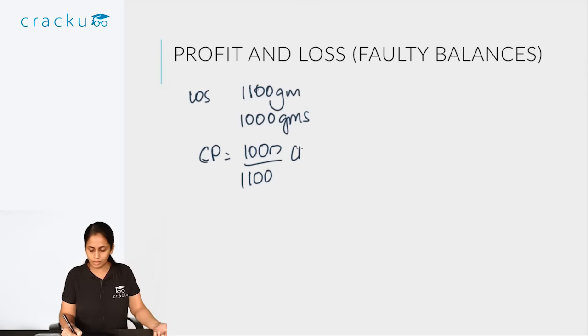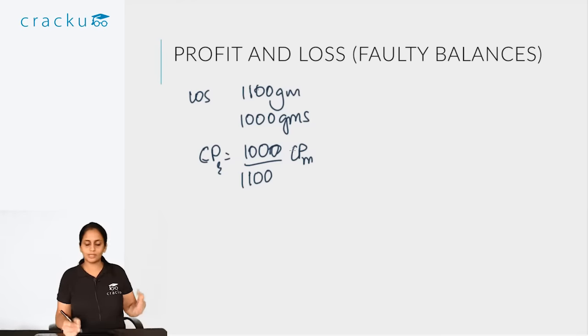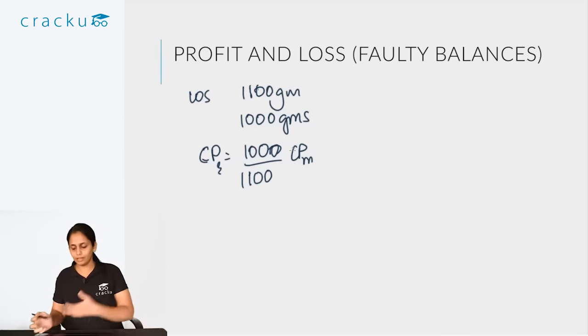So whatever is the cost price mentioned, the actual effective cost price, CPE, is the cost price mentioned into 1000 by 1100. This is the effective cost price and this is what you should use while calculating profit.